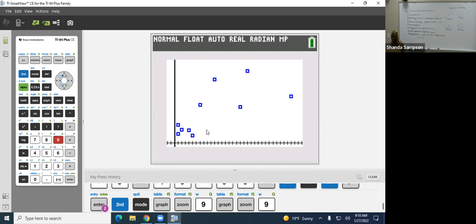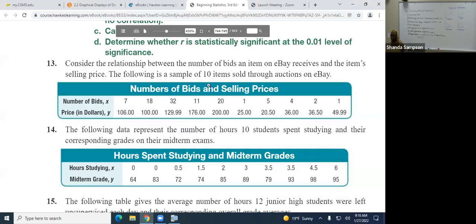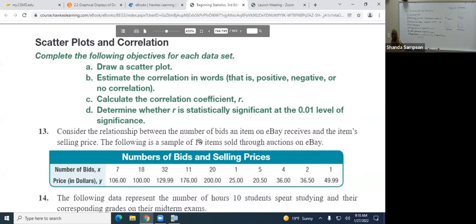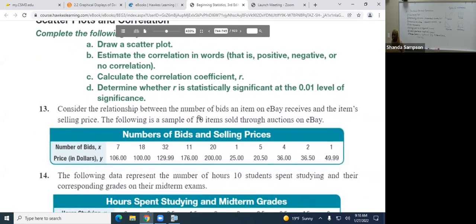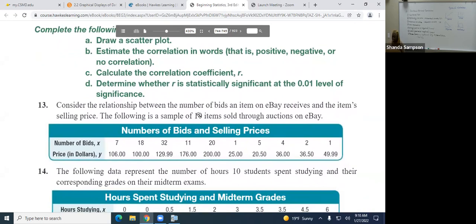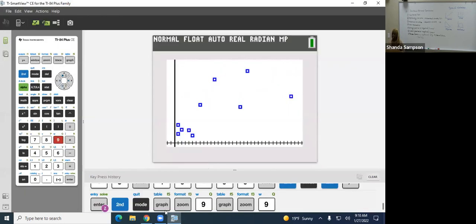So our question becomes, if we look at the directions back in the textbook, all right? It says draw a scatter plot, check, you've done that. B, estimate the correlation in words, that is positive, negative, or no correlation. All right, so let's take a look at that. Somebody got any idea on this one?